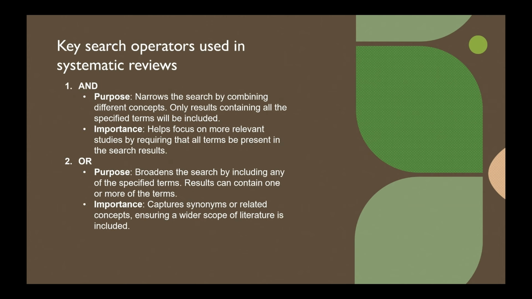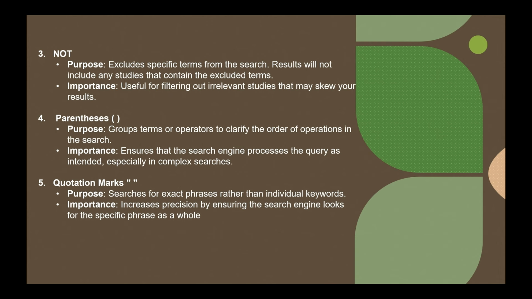Now, why are we using the search operators? In systematic review, we use different operators, like the AND operator and the OR operator, that are used to connect the search terms. And these operators are the key for creating a complex literature search. It helps to ensure you are able to get all the relevant studies for your systematic review. We can also use a NOT operator to exclude a specific search term.